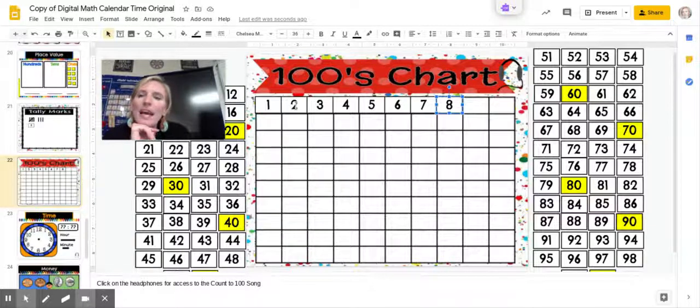So here's 2. What number comes after 2? 3. What number comes after 3? 4. What number comes after 4? 5. What's after? 6. What's after? 7. What's after? 8. So we counted the numbers that are after each other. And then later we're going to do the numbers before. Okay, so just know that this was our morning lesson.